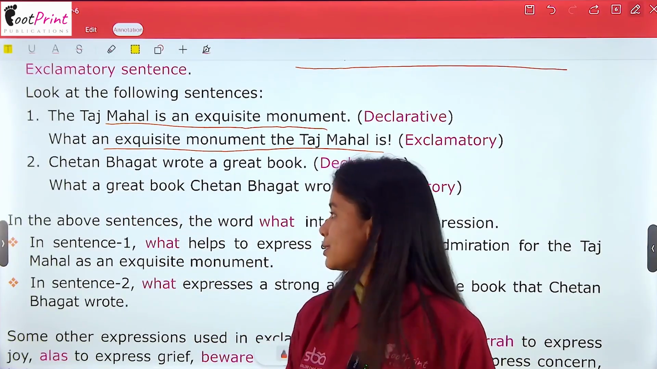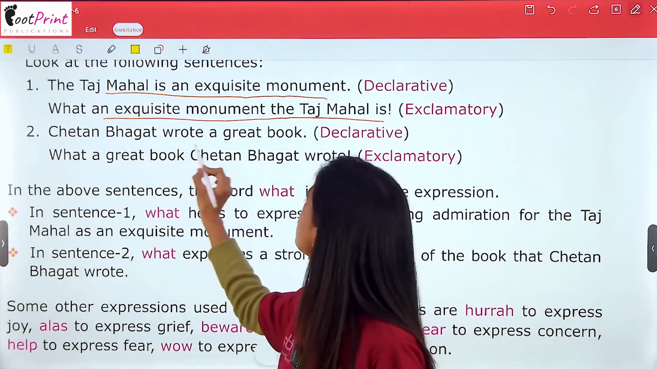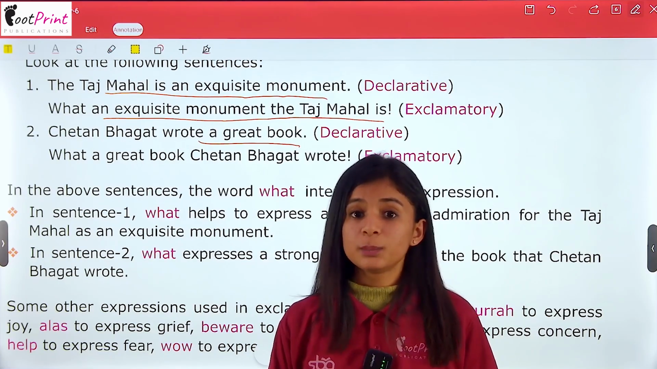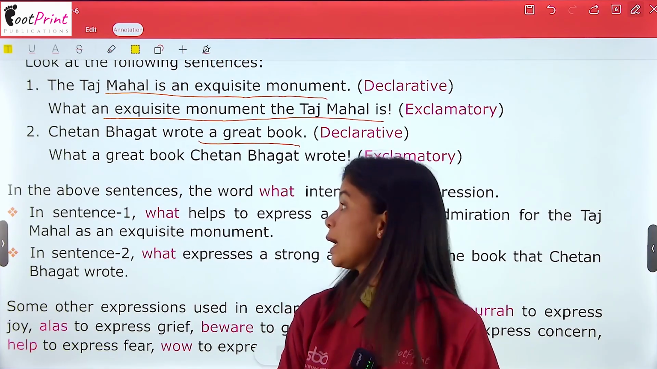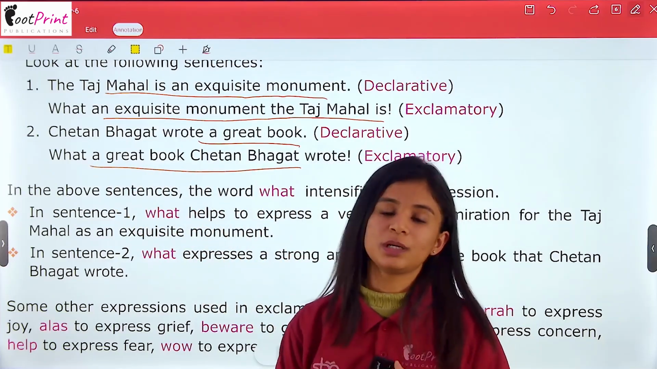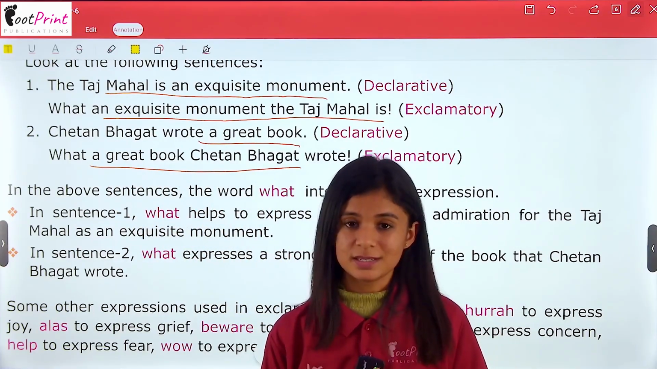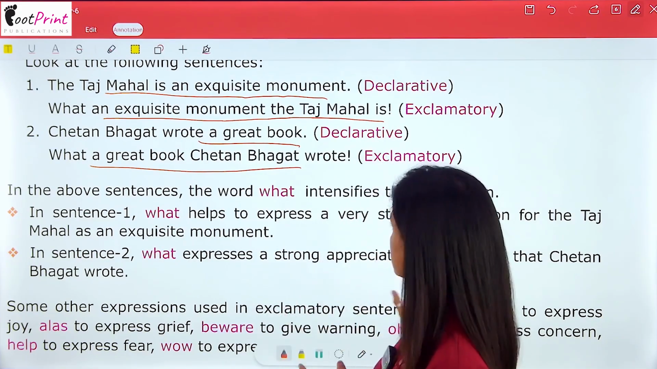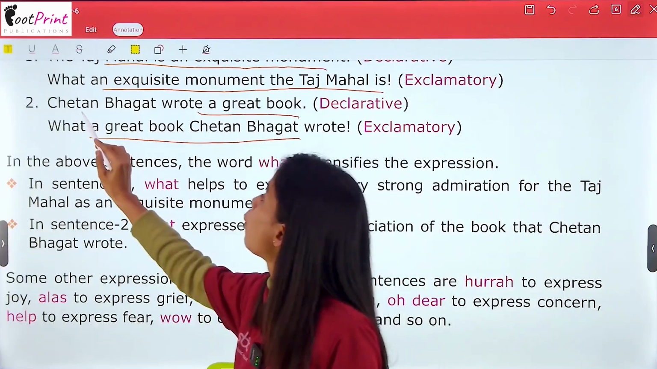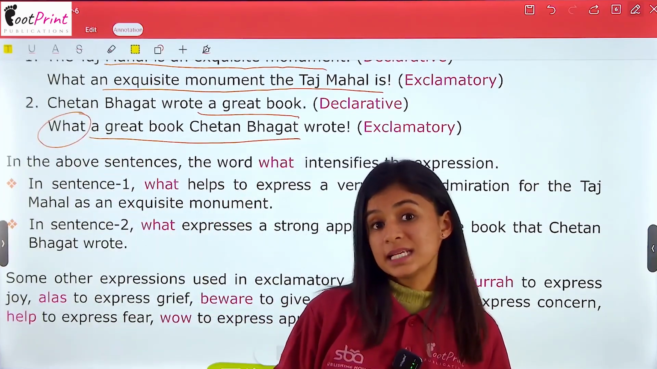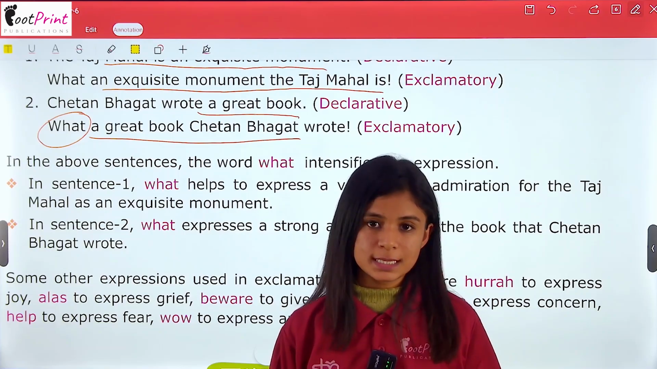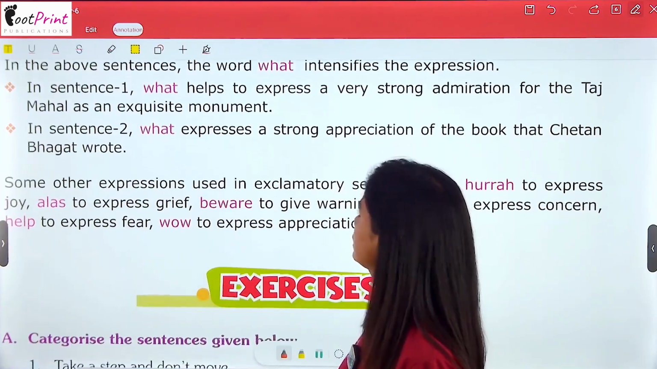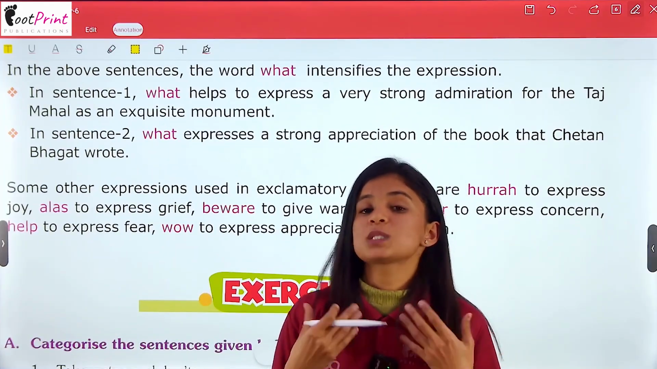What an exquisite monument. Next, Chetan Bhagat wrote a great book. So like we all know that Chetan Bhagat is a very great writer. But when I read the book and then I exclaim that what a great book Chetan Bhagat wrote, it will be an exclamatory sentence. Now, what are we doing in this sentence to make it exclamatory? Let us see. We are adding what to the sentences, and adding this what will stress on the sentence and make it exclamatory. What will intensify the sentence and will make it more expressive.